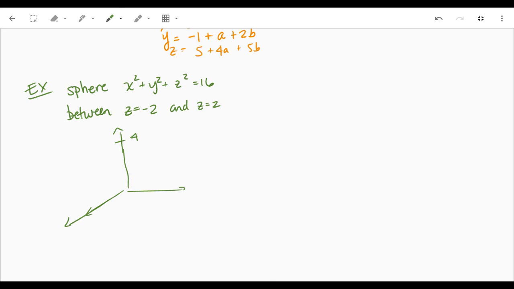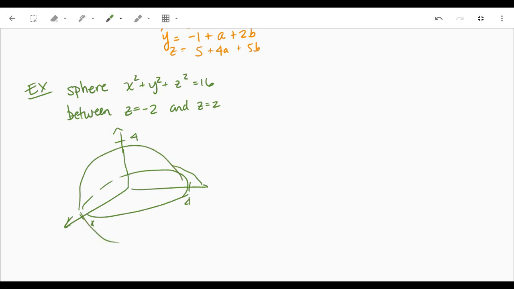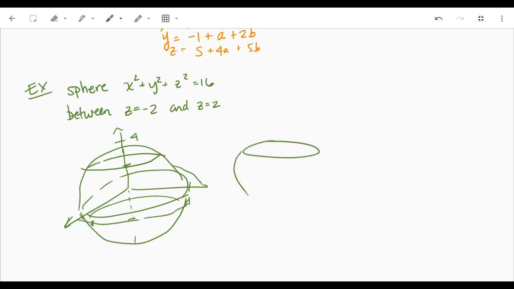I'm going to bring those out a little bit more. Okay, so this is like the equator of your sphere. Top of the sphere, bottom of the sphere, but only between z equals 2 and z equals -2. So we'd have kind of like this ring. It'd be a shape that kind of looks like that.